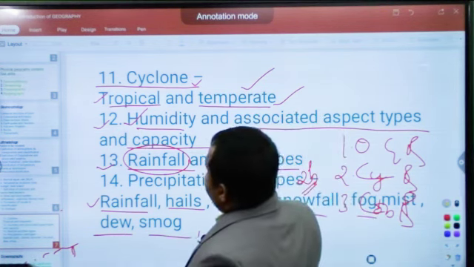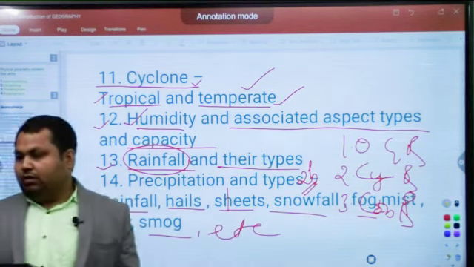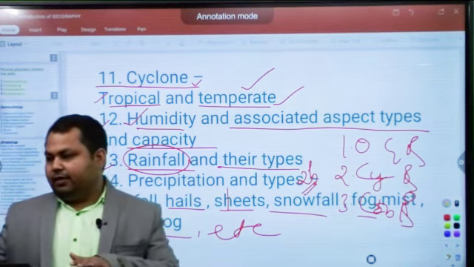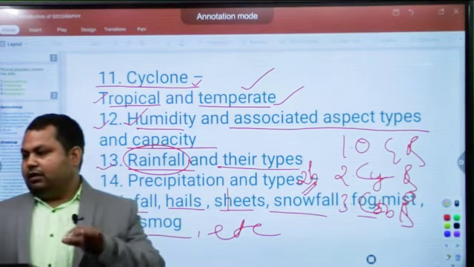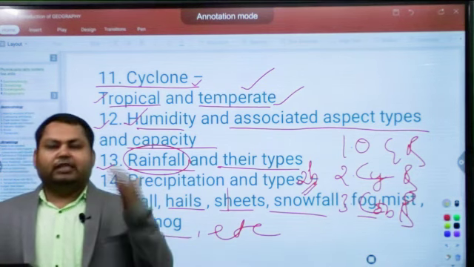And the remaining topics are oceanography, Indian geography and world geography. That we will discuss in the next class.